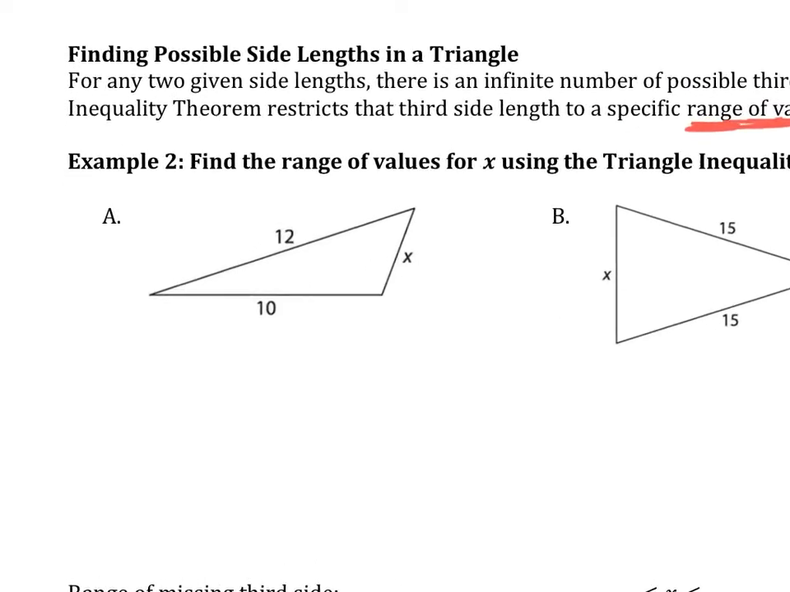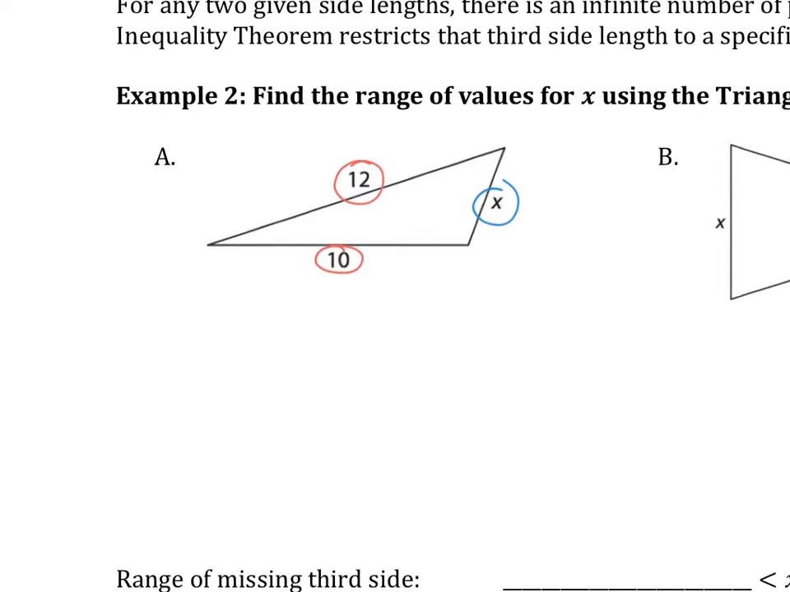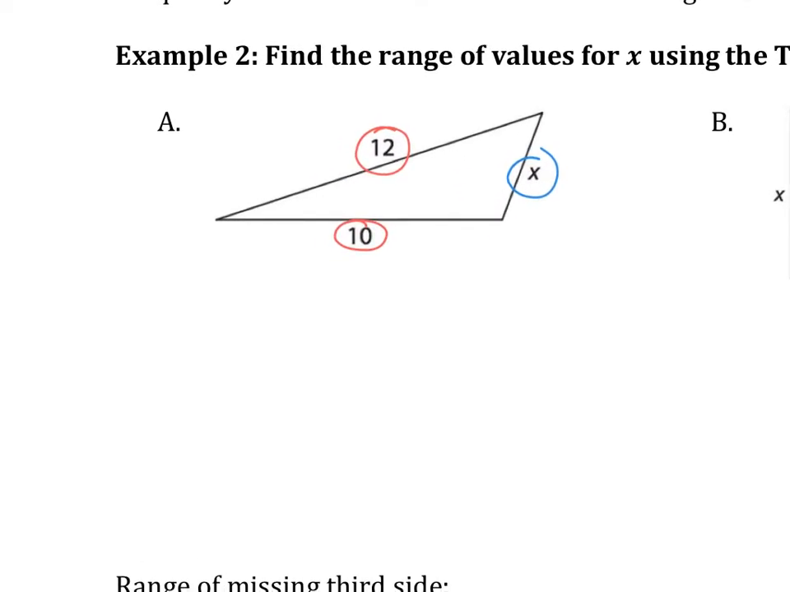And so I can't say that it's any number ever, but it does say that there is a limit to what I can do. So to find that, you'll notice that we have two sides in example 2, letter A. Here's 12 and 10, and then I have this third side, x. And so I don't know which one's my smallest, which one's my medium, which one's my biggest. And so to find our range of values, again, we use our triangle inequality theorem. And so we know that 10 plus x has to be greater than 12. So x has to be greater than, if we subtract 10 from both sides, greater than 2.